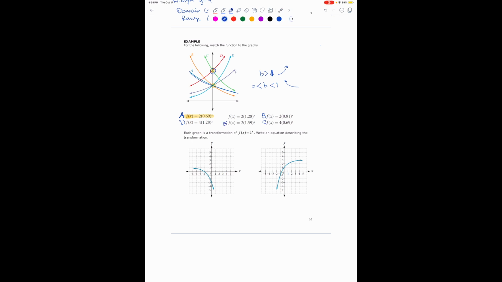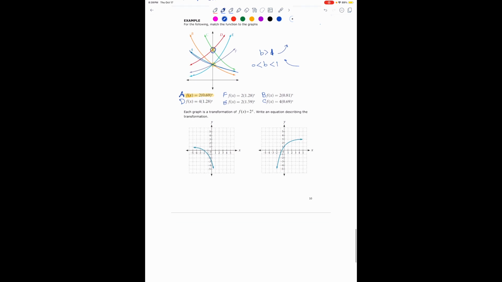And the last one, function F, you notice here it has the same y-intercept, which is 2. However, it is farther away from the y-axis, which means the base is going to be smaller than E by comparison, so that is going to be function F. So that is how you're going to identify these functions.